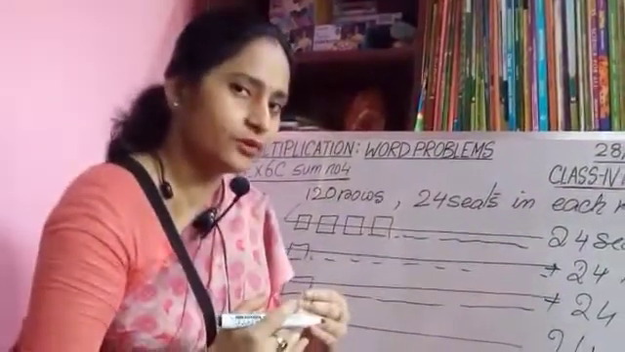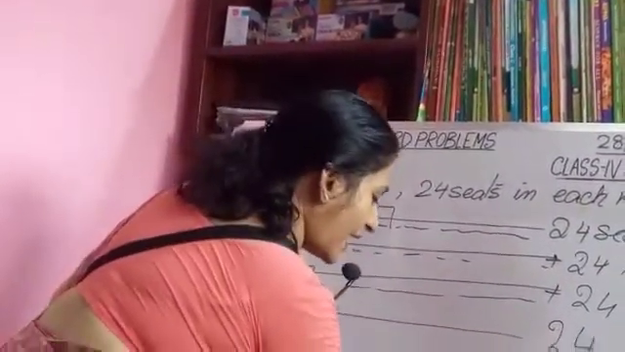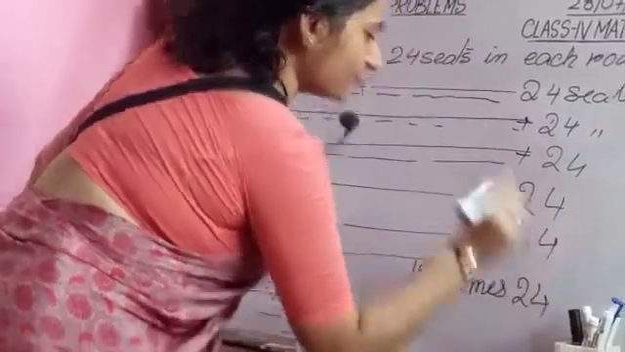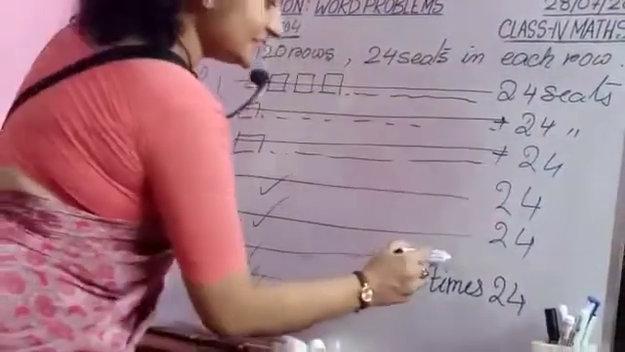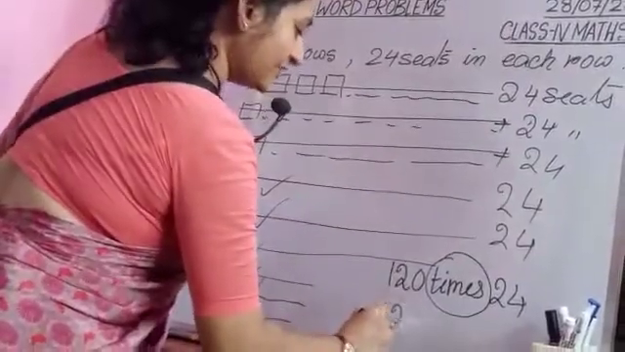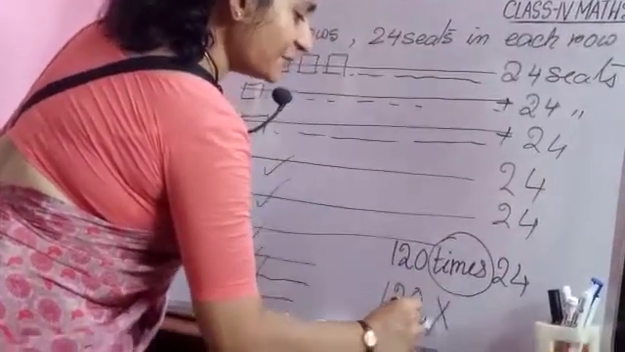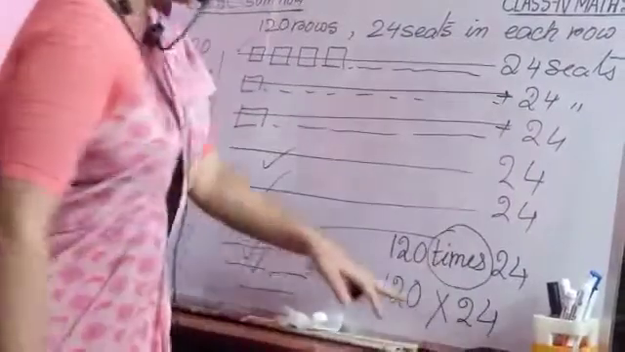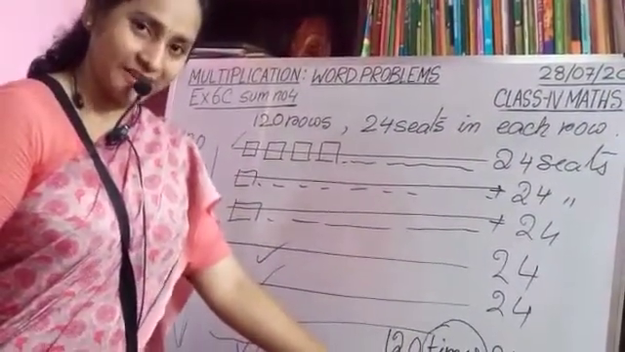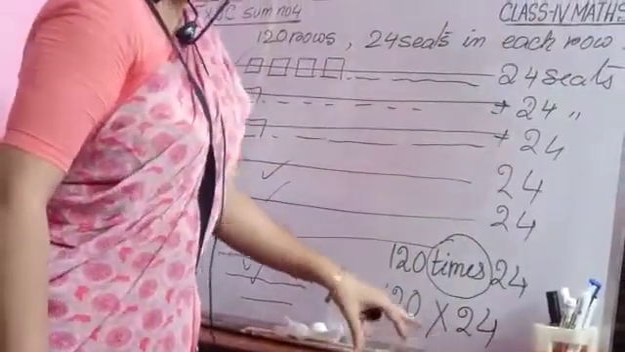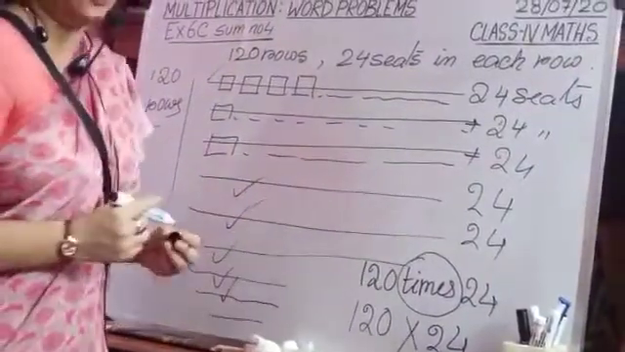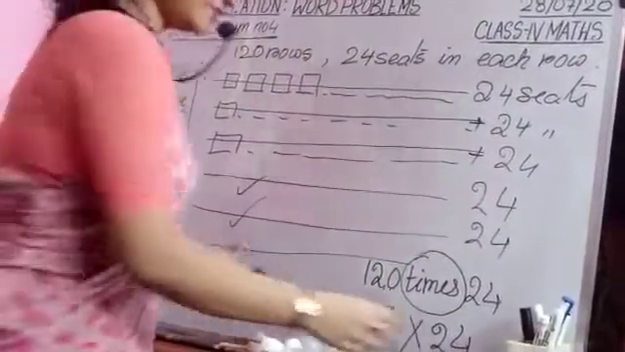How many times are we going to add? We are going to add 120 times 24 seats, right? This English word times I am going to replace with a mathematical symbol. I hope you all can identify this symbol. It is multiplication symbol, right? This is multiply. That means we have to multiply 120 by 24, which will give us the final answer.